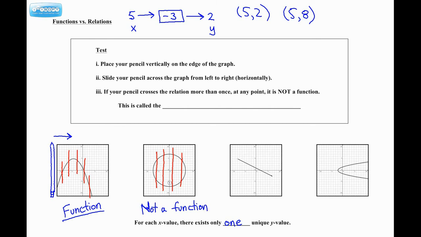Because if you choose, I don't know, x equals 3, and look at where the coordinate is, well, you have a y value up here, but you also have one down here. So you have multiple y values for a single x value. And for a function, that is not allowed.